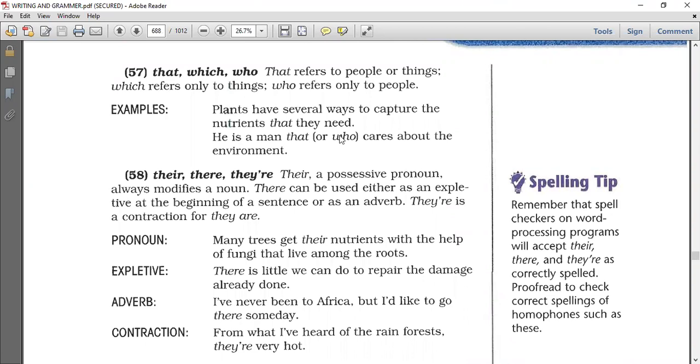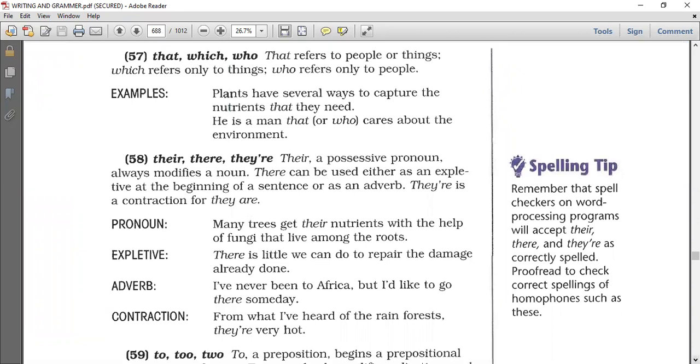Number 57, that, which, and who. The word that refers to people or things. The word which refers only to things. Who refers only to people. So that can go with both people and things, which with things, who with people. Right. 58.